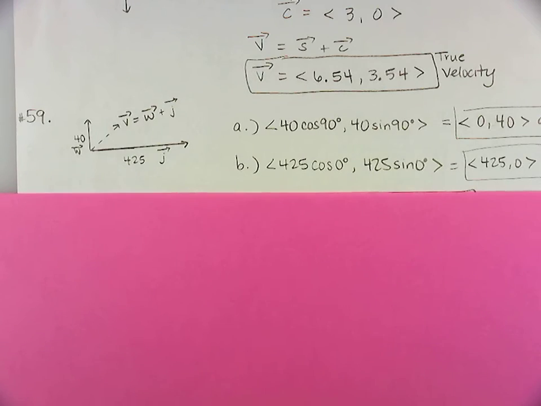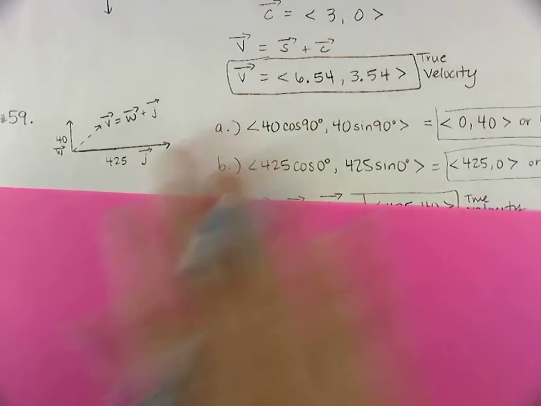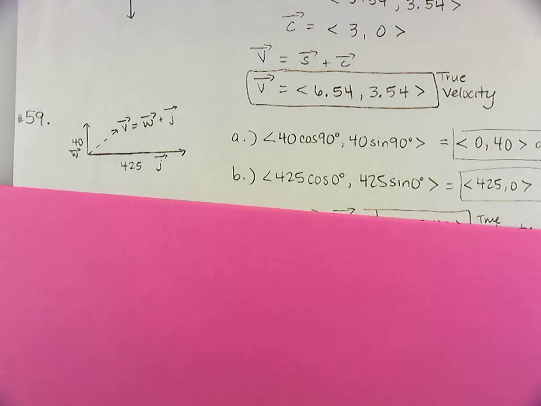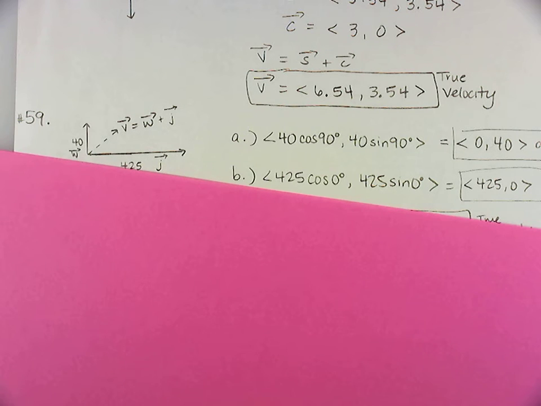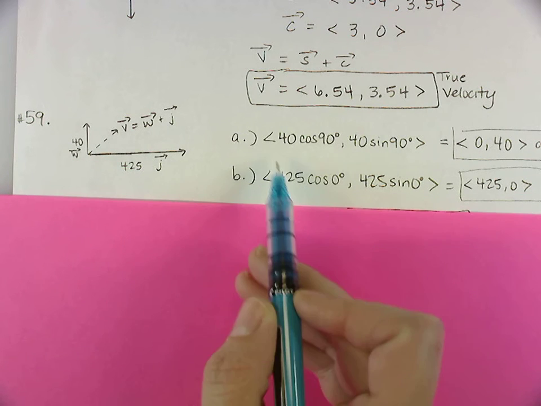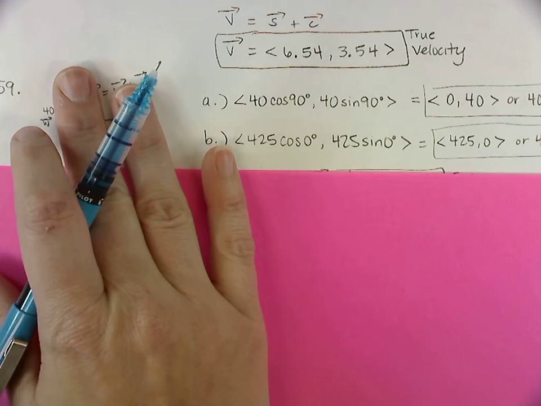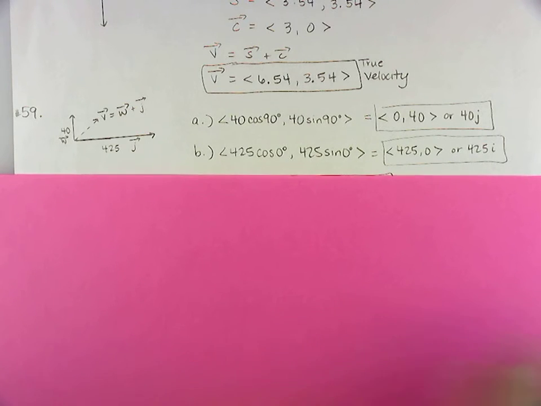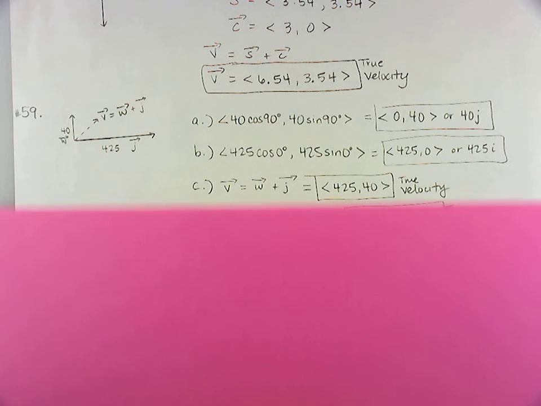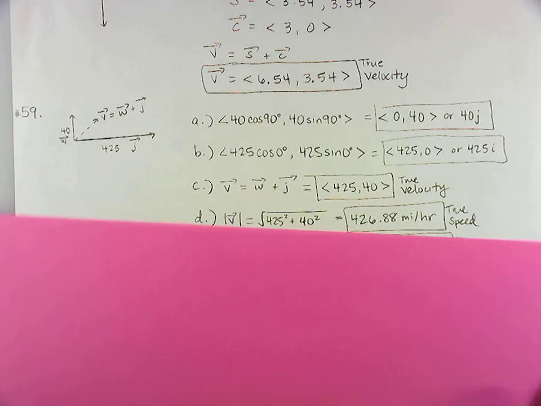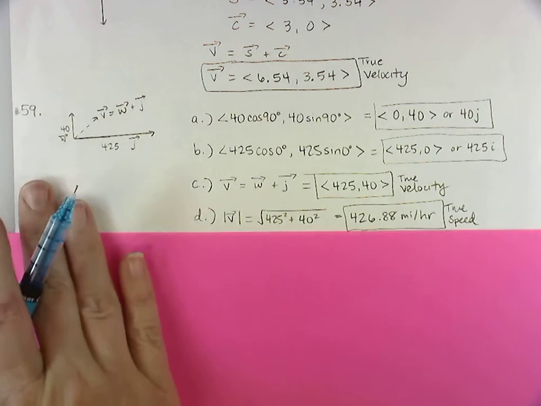Okay, and then for 59, it asks you for just the velocity of the wind. Okay, so if you're just finding the velocity of the wind, you're just going to do the horizontal component and your vertical component. Okay, and then for B, you are just finding the velocity of the jet, and it's heading to the east, so that's why we have the 0 degrees. To find the true velocity, you're going to add those together. And then to find the true speed, you do the magnitude.